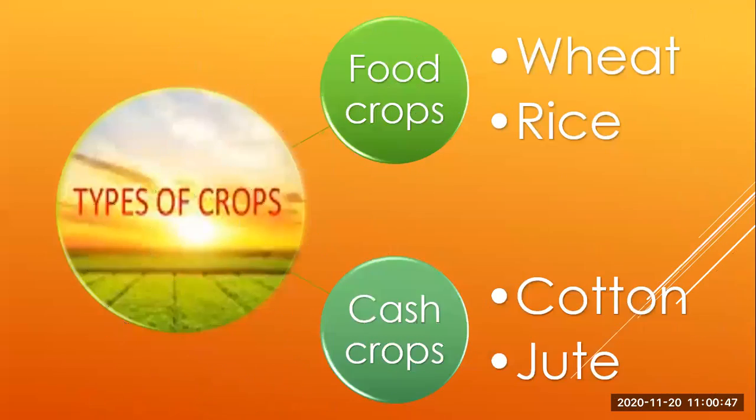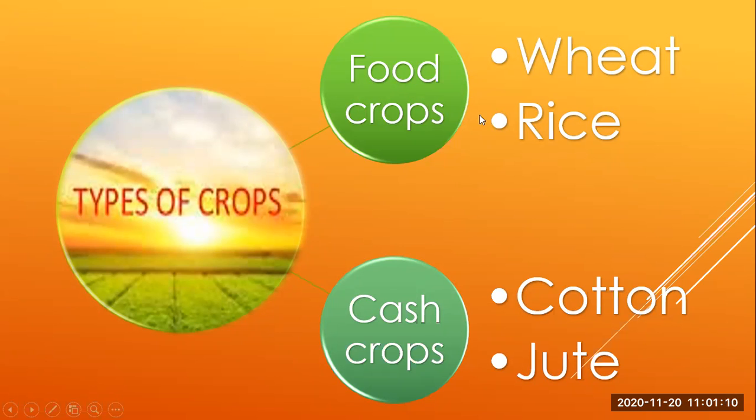Before we talk about the agriculture in India, Pakistan, and other countries of South Asia, let's discuss the types of crops. What does agriculture mean? Agriculture means growing crops and trees, right? So we need to see how many types of crops there are. There are two basic types of crops, which are food crops and cash crops.